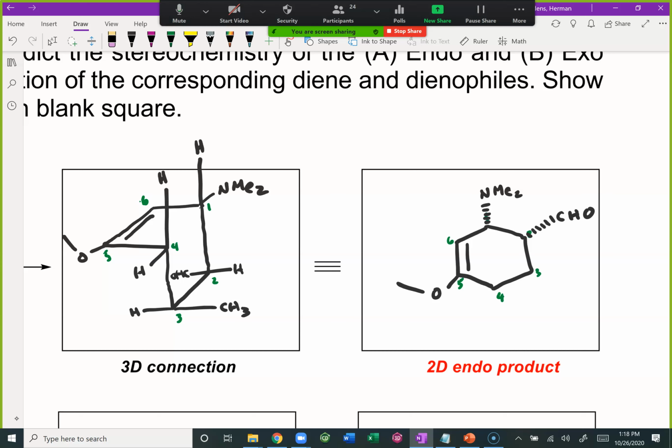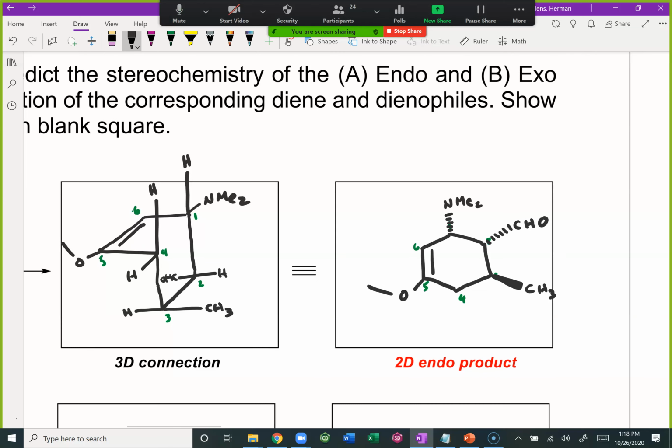Boy, that's thick. Oh, let's make it a little bit better, like that. That's better. That's my CH3 group. I don't need to draw CH3, but I want to. All right, so this is the endo group.